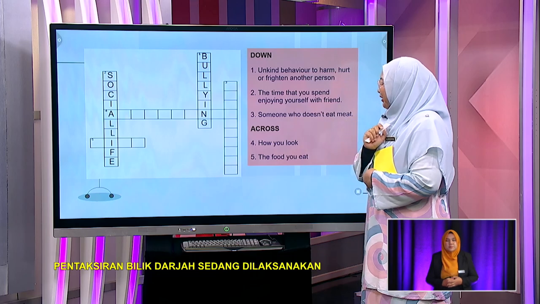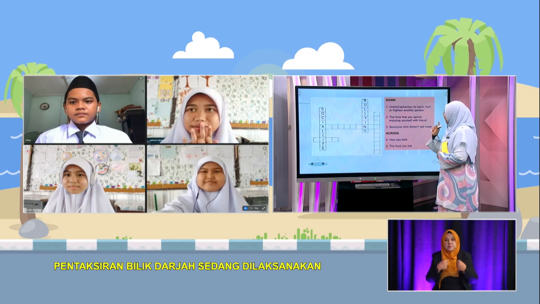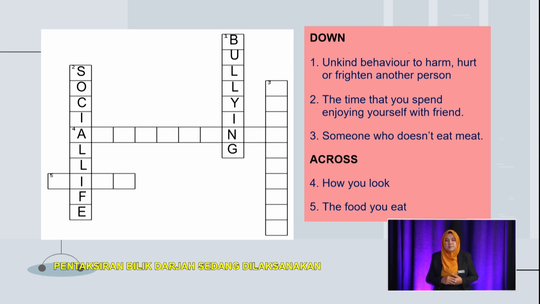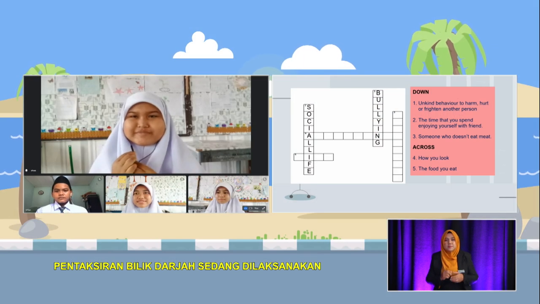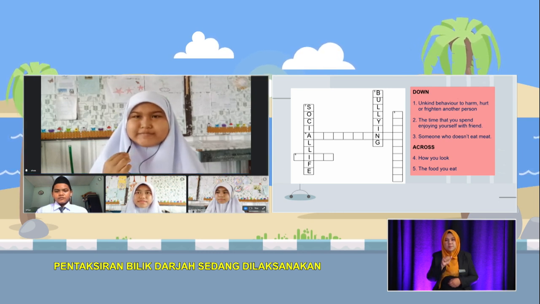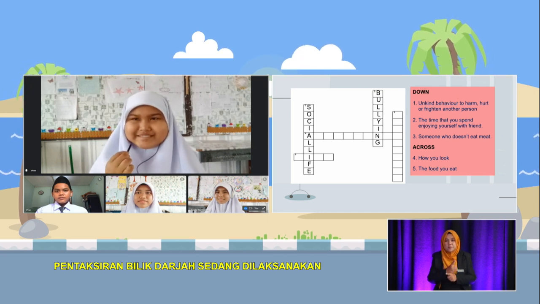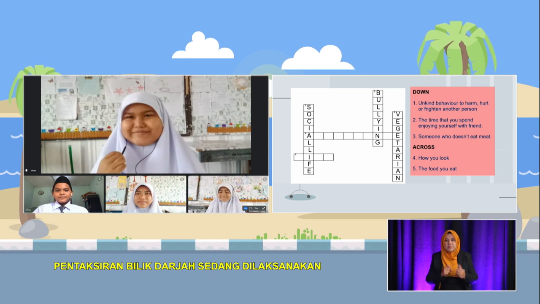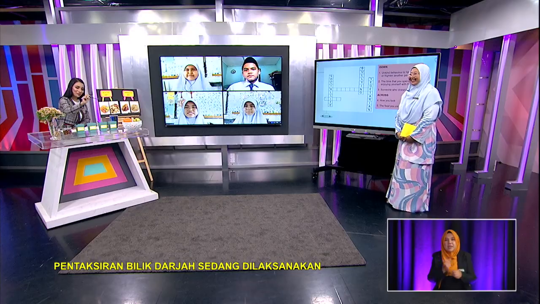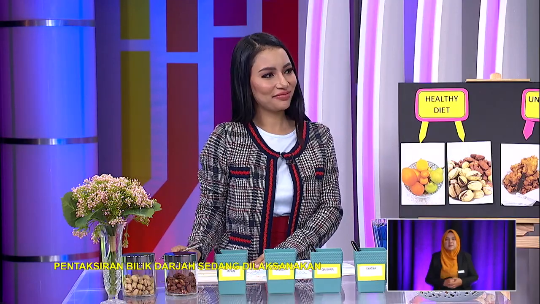Okay, number three. Who wants to try number three? Okay, Shasha. So the description is someone who doesn't eat meat. Someone who doesn't eat meat. So what will be the answer? Vegetarian. Wow. Can you spell the word for me? V-E-G-E-T-A-R-I-A-N. You sure with the answer? Yes. Okay. Let us check. Correct. Good job. So does Shasha get a pen? Yes. One pen for you, Shasha. Good job.